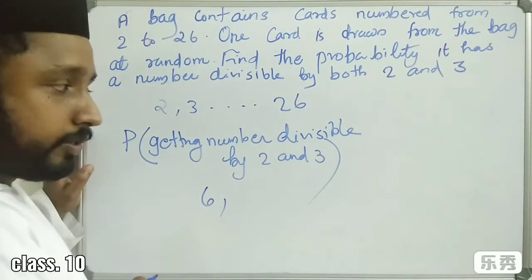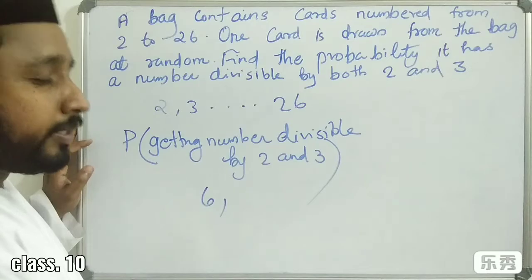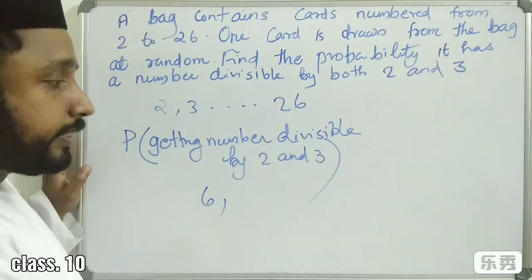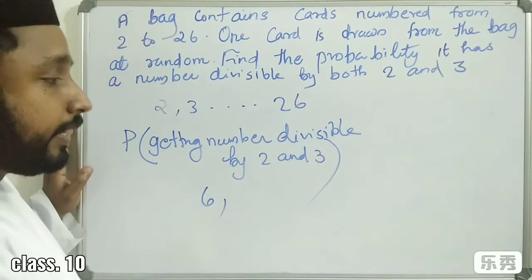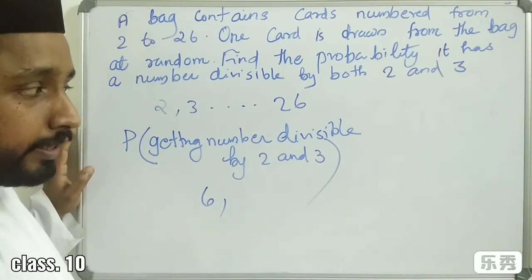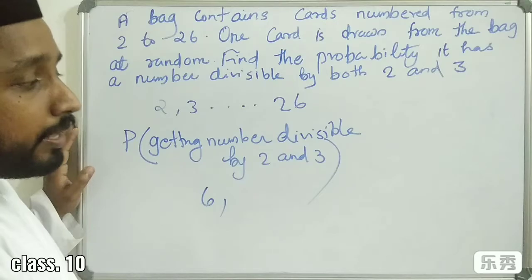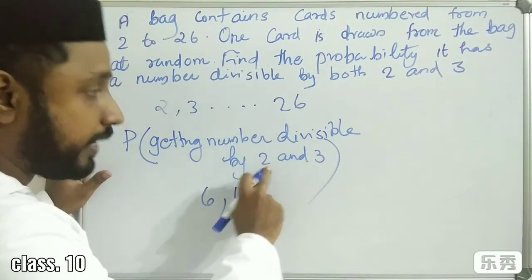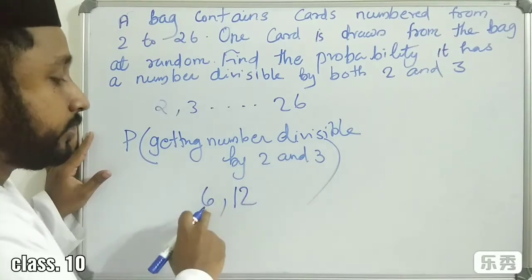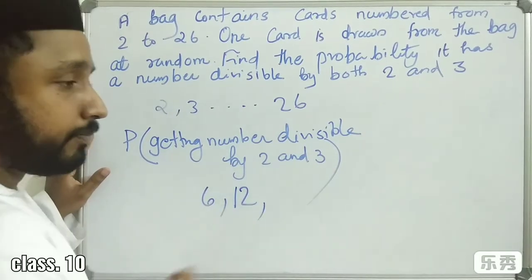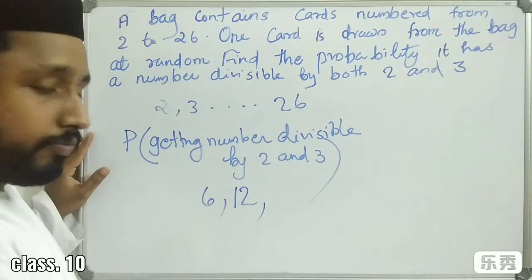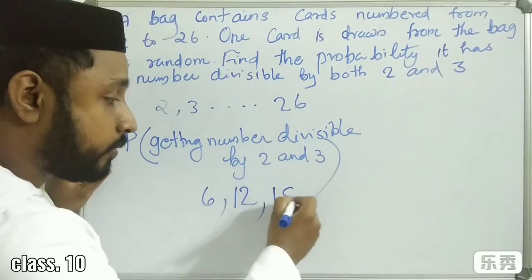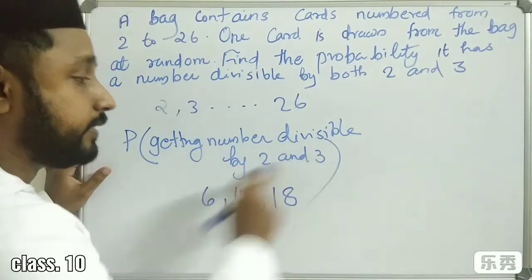Then 7 not divisible by 2 and 3. 8 not divisible by 3. 9 not divisible by 2. 10 not divisible by 3. 11 not divisible by 2 and 3. And 12. 12 is divisible by both 2 and 3. So 6, 12. Then 13, 14, 15, 16, 17, 18. 18 is divisible by both 2 and 3.